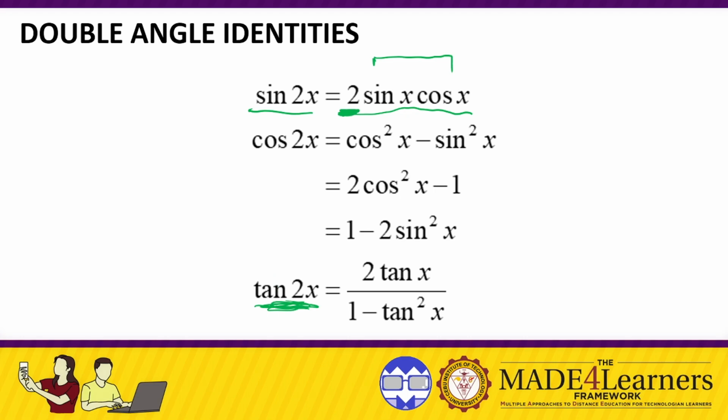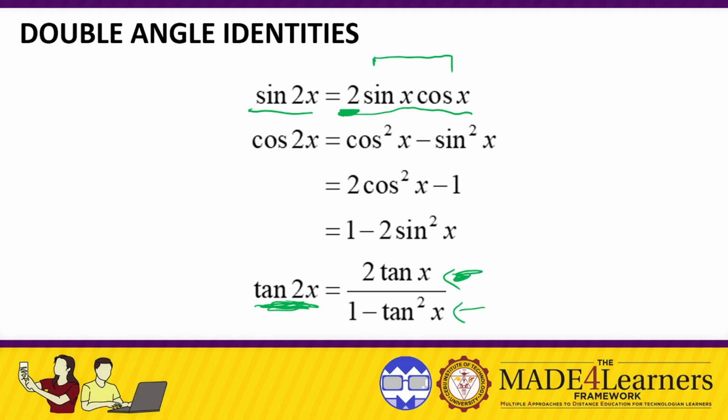Now, of course, for tangent 2x, let's try to memorize tangent 2x first. Tangent 2x is kind of similar to the sum and difference identities. The difference is that instead of tan a plus tan b, we have 2 tan x in the numerator, and in the denominator we have 1 minus tan squared x. So that's for tan 2x.